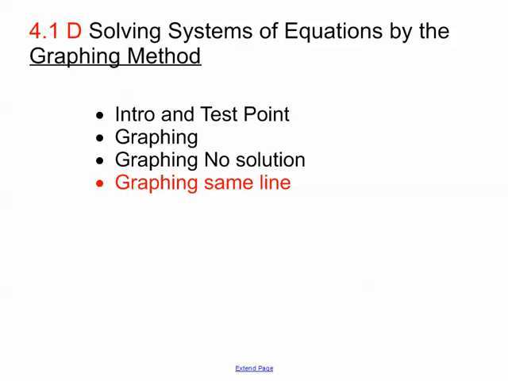Okay, so this is 4.1D. Section 4.1 is Systems of Equations, solving systems of equations by the graphing method. And this is graphing the same line. What does it look like? And what kind of solution do we get? So that's 4.1D, like David.